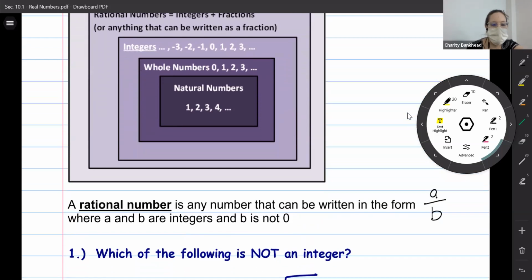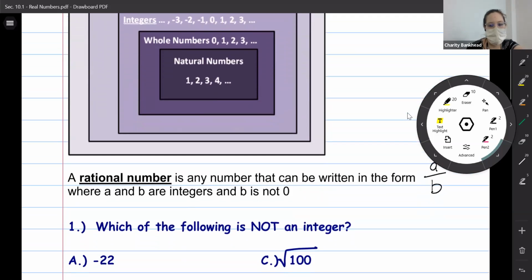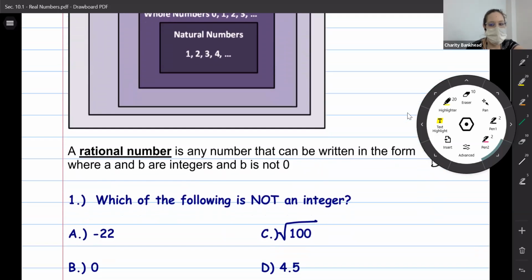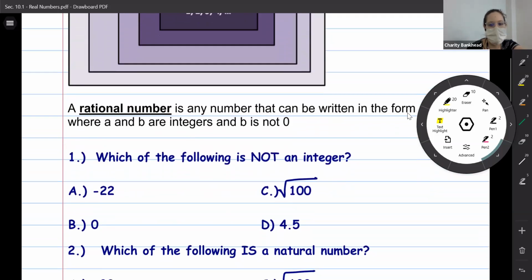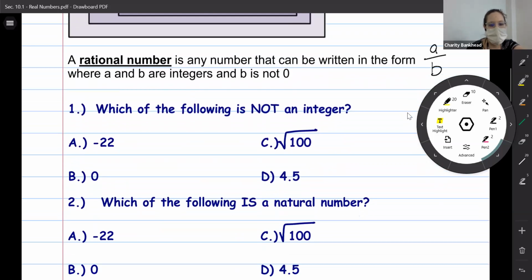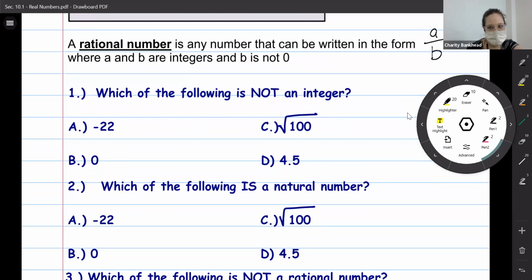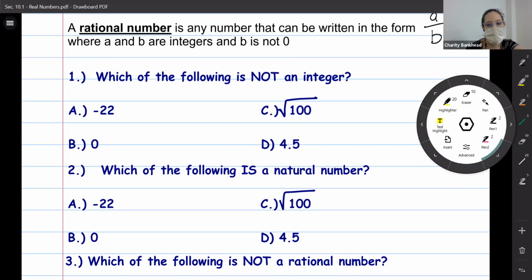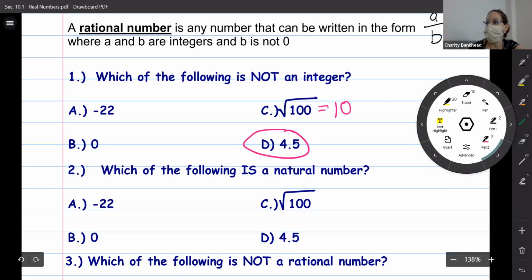All right, so I already said that a rational number is any number that can be written in the form of a over b, where a and b are integers and b is not 0, because you can't divide by 0. Okay, so question number 1 says, which of the following is not an integer? What do you think? That's correct. D is not an integer because it is not a whole number, it's a decimal. Now C is an integer because the square root of 100 is equal to 10.